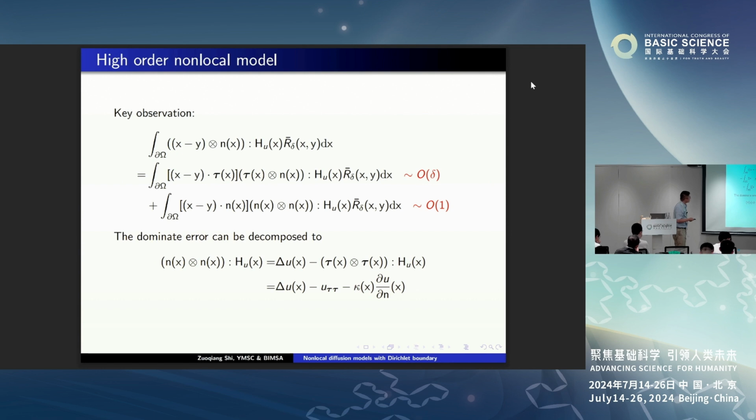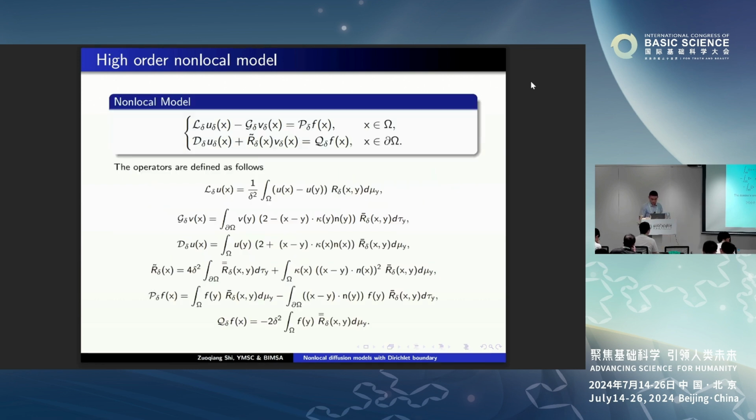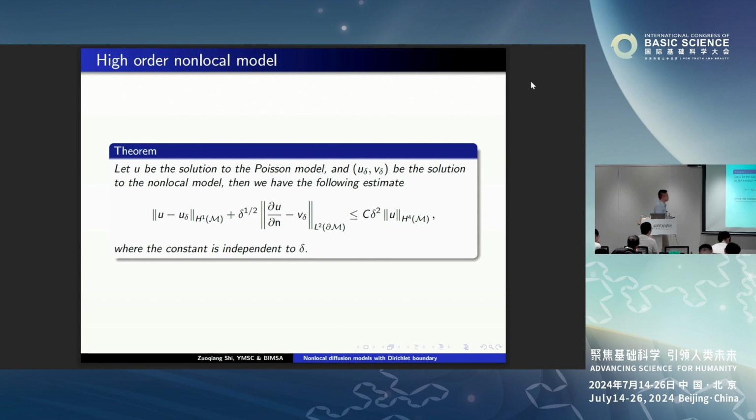After careful calculation, we also have a first order term, which is a normal derivative, and this kappa is the curvature of the boundary. Now the Laplacian u is known because we have the Poisson equation. We know the value of Laplacian u, and using this approach we can handle the boundary term and get this very complicated non-local model. And now we can prove that the convergence is of second order. This is the idea of the second order non-local model.